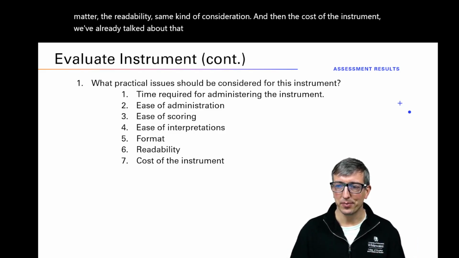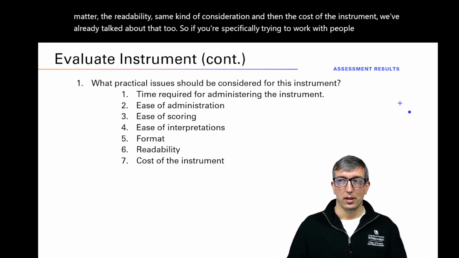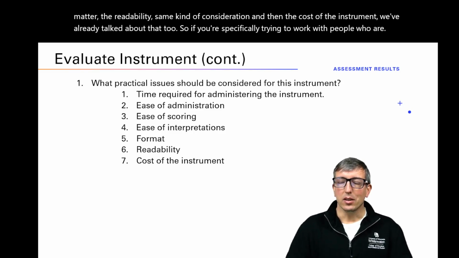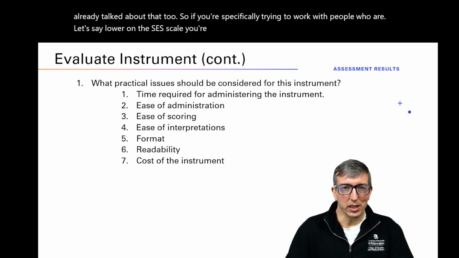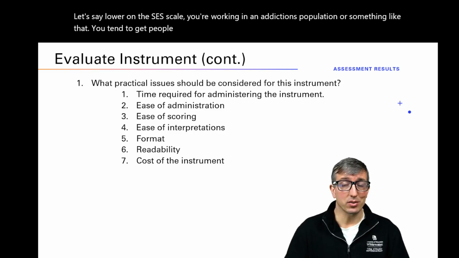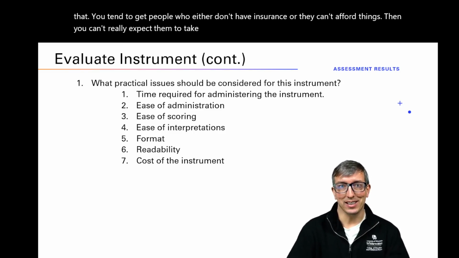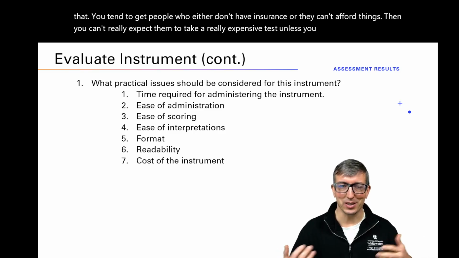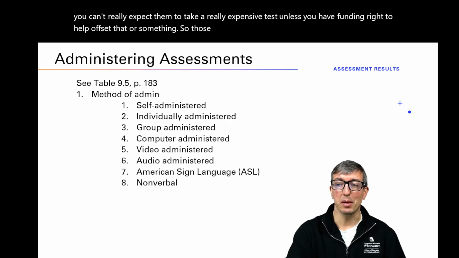If you're specifically trying to work with people who are, let's say, lower on the SES scale, you're working in an addictions population or something like that, you tend to get people who either don't have insurance or they can't afford things. Then you can't really expect them to take a really expensive test unless you have funding, right, to help offset that or something. So those are important considerations to take in mind.